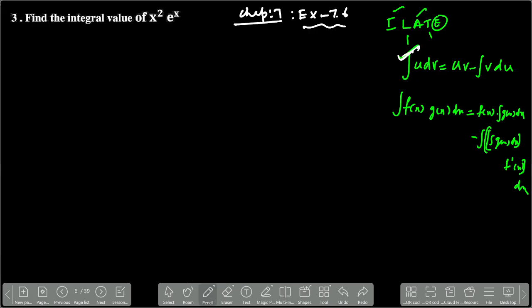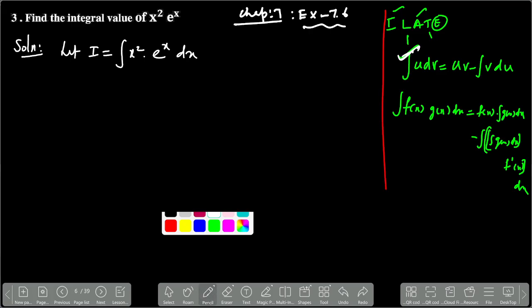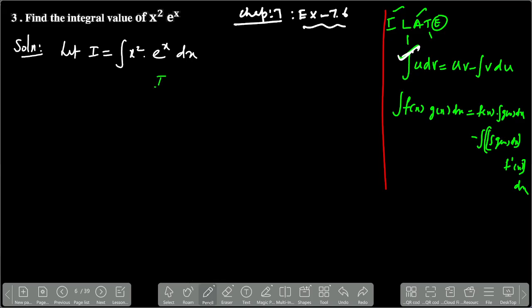Now the solution of this given question. Students, when you want to talk, please wait. Let I equal to, carefully listen students, integral x square into e power x dx. When you see the same question in higher classes, like engineering classes, there is Bernoulli's formula, but not here. Here we are going to use only integral by parts. That means here we use the word ILATE.